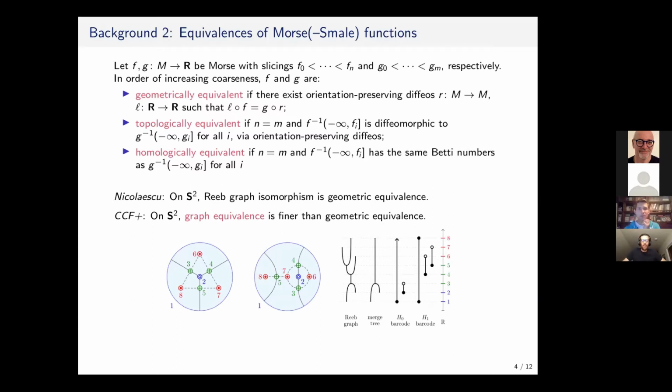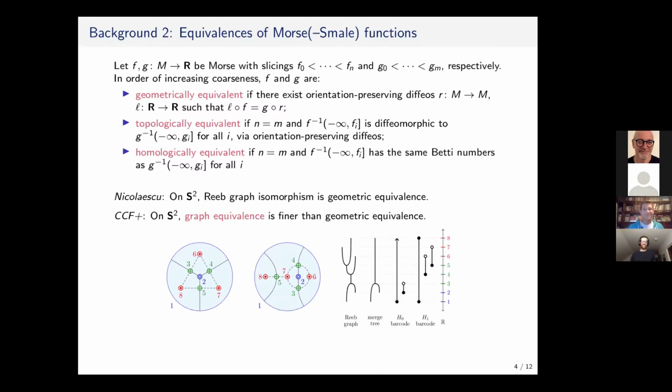So maybe I should mention that these orientation-preserving diffeomorphisms don't have to be the same for every i. So they can be different at each sublevel set. Yep, maybe that's the key. And also we don't have to have anything on the image, the image can be different. We don't have to have this diffeomorphism to the real line. Does that answer your question? Totally, using different diffeomorphisms at each level. Yeah, thanks.